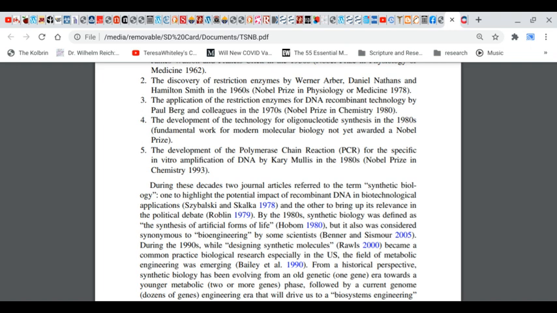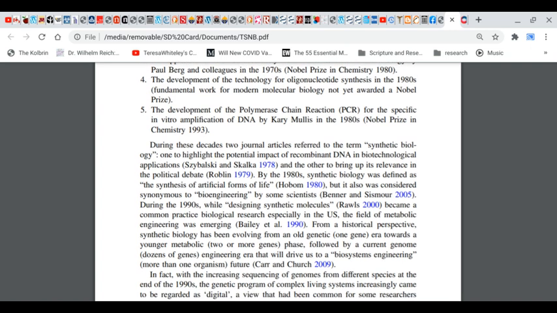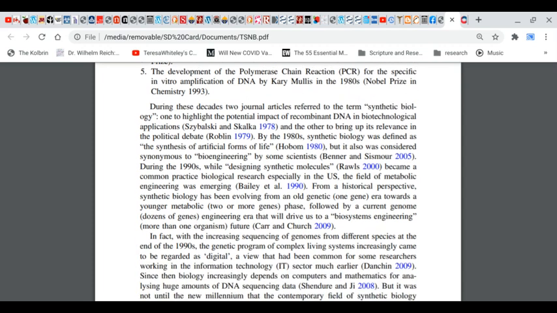During the 1990s, while designing synthetic molecules became a common practice during biological research, especially in the US, the field of metabolic engineering was emerging. From a historical perspective, synthetic biology has been evolving from an old genetic one gene era towards a younger metabolic two or more genes phase, followed by current genome dozens of genes engineering era that will drive us to a biosystems engineering more than one organism future.